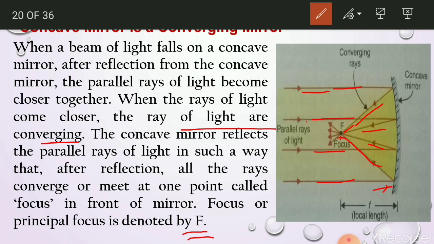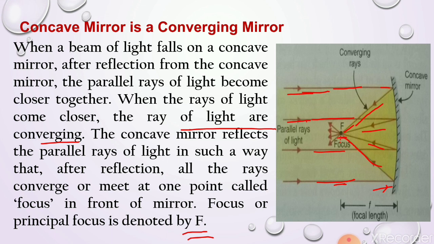And a concave mirror converges a beam of parallel light. These are the parallel beam of light, and after striking the surface of the concave mirror and reflecting, all these light rays meet and converge at a point. That is why this concave mirror is called a converging mirror. The concave mirror converges the light rays at one point after reflection, so a concave mirror is a converging mirror.